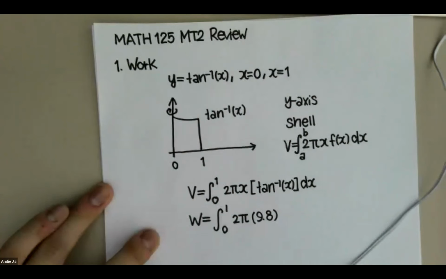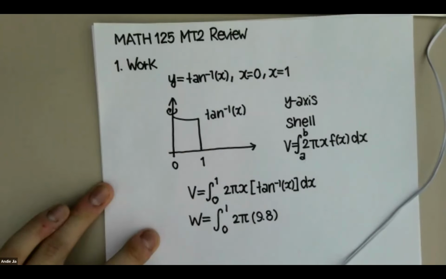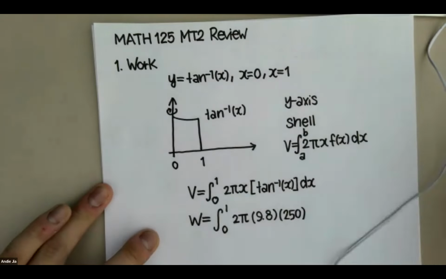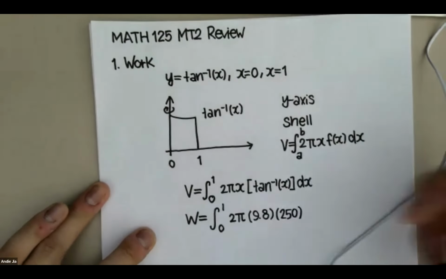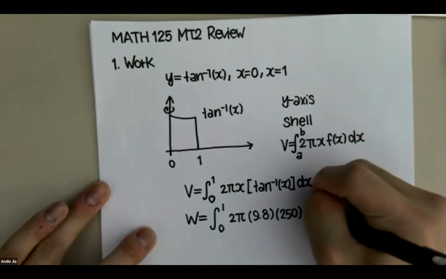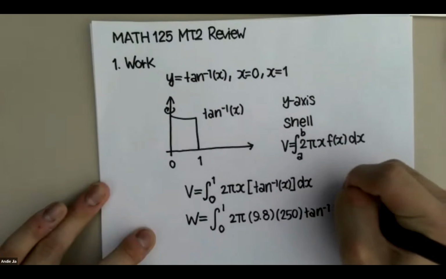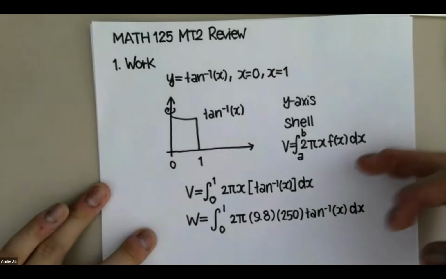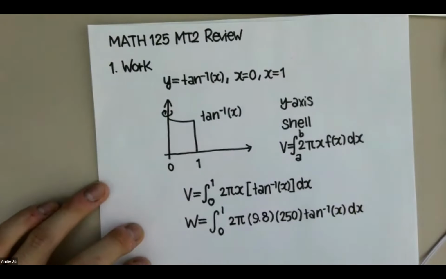And what I have is the density is 250. So what you try to do is multiply the density and the gravity times the volume. And just try to integrate, and that's the work.